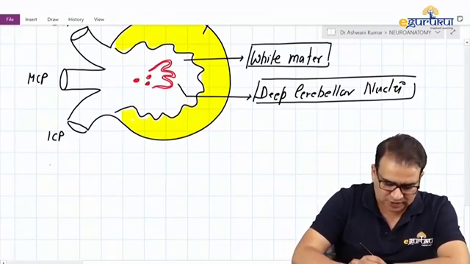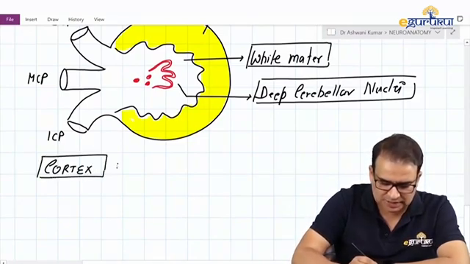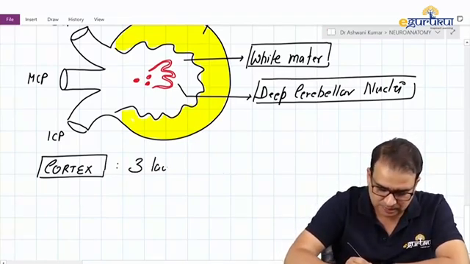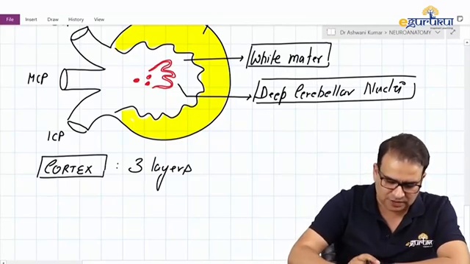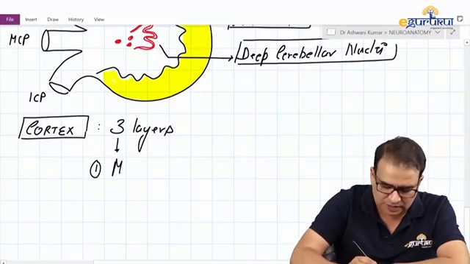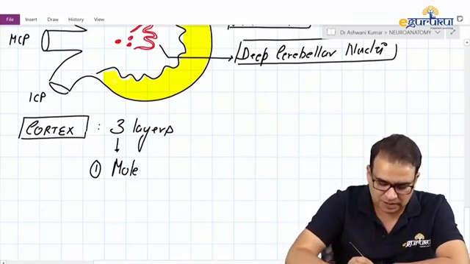So starting with the cortex first, guys, the cerebellar cortex. Histologically, cerebellar cortex is made up of three layers. So there are three layers of cerebellar cortex. If I just write it first, the three layers which are, we have first the outermost layer is called the molecular layer. We're going from outside to inside, from periphery to deep. So we have a molecular layer.